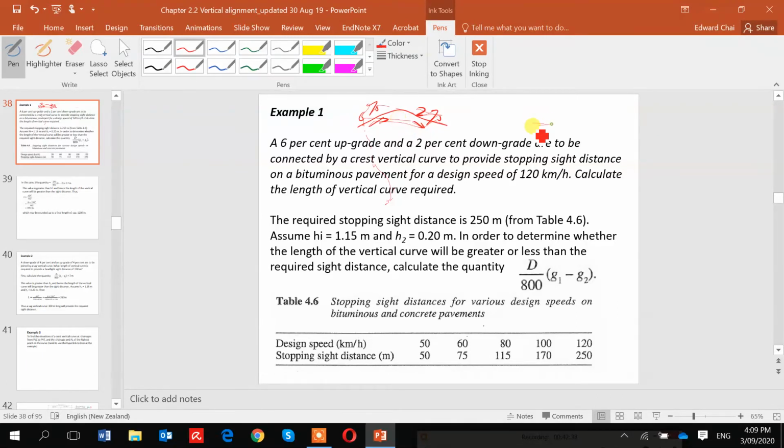Okay, and the design speed is 120 kilometer per hour. Calculate the length of the vertical curve required. So we just need to look at the two lengths, because this is a crest curve.